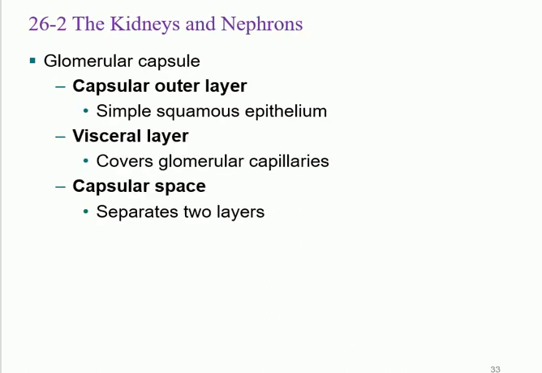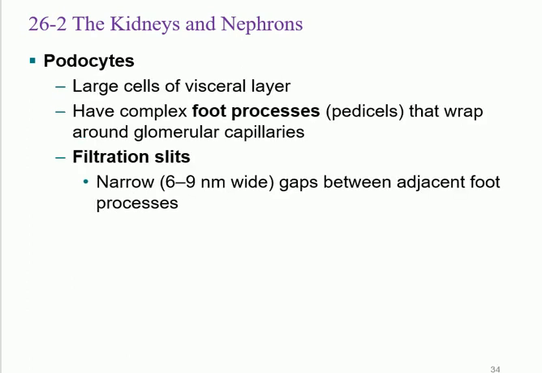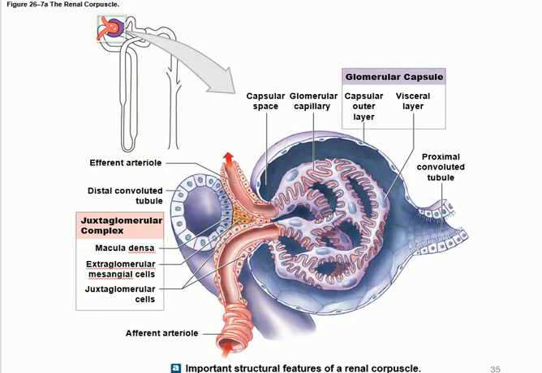So the glomerular capsule itself is two layers. There is an inner layer and an outer layer. The capsule is two layers. Visceral is the inner one, and there is an outer layer, and in between is called the capsular space. There are things called podocytes, and these podocytes are the ones that make the filtration slits. Podocytes look like feet, like projections, and together they make slits through which things are going to leave.